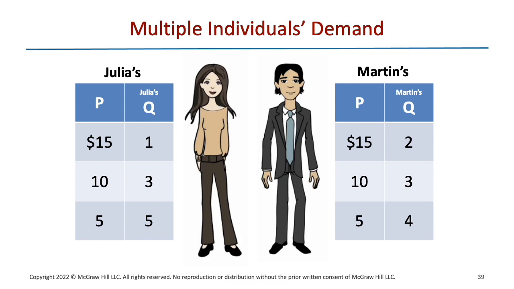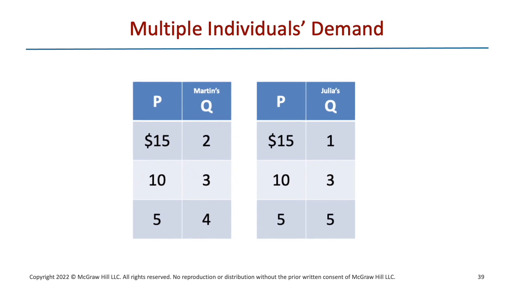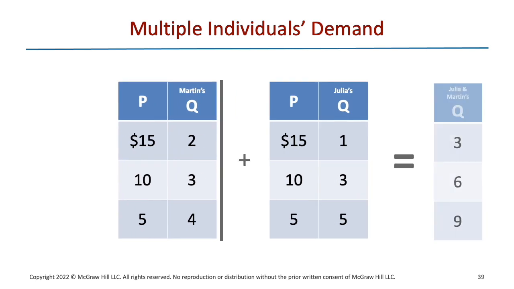So individually, here are both their demand schedules. What we do when we want to make our market demand schedule, in this case for Italian dinners, is simply add up the quantities based on the price. Martin's is 2 here, and Julia's is 1. So at $15, the market demand will be 3 dinners.